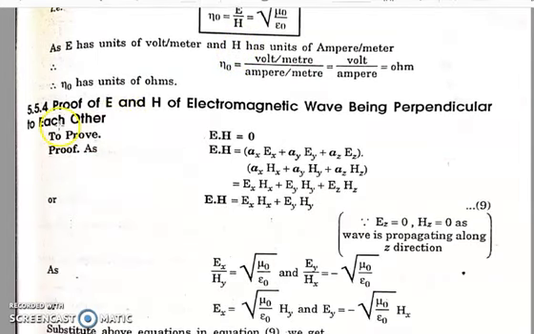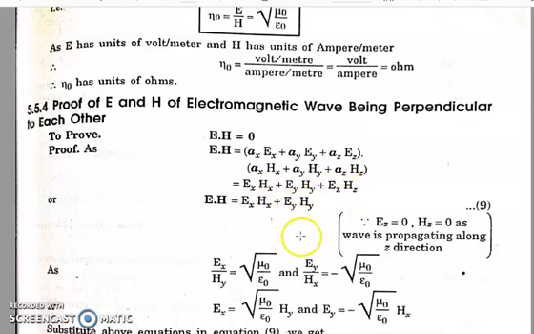Now another very important topic, that E and H are always perpendicular to each other. To prove this, we show that E dot H is equal to 0. First expanding E and H in vector form, that is Ex Ax plus Ey Ay plus Ez Az dot Hx Ax plus Hy Ay plus Hz Az. It's a dot multiplication, so it can be written as Ex Hx plus Ey Hy plus Ez Hz.